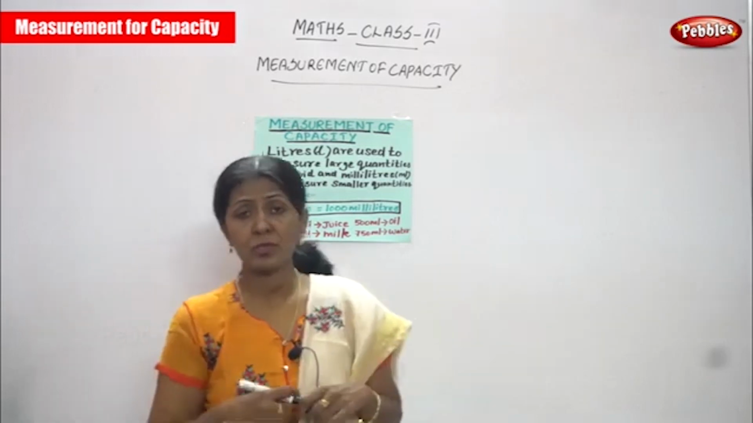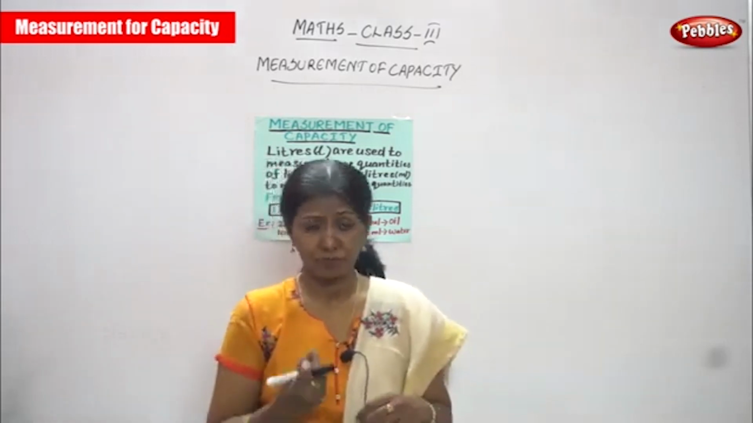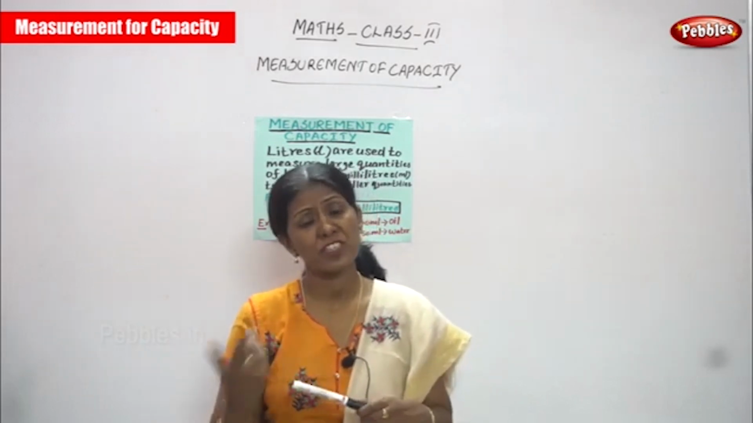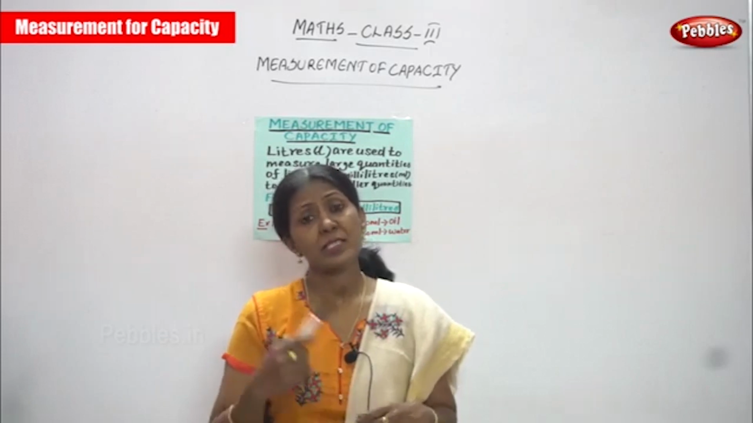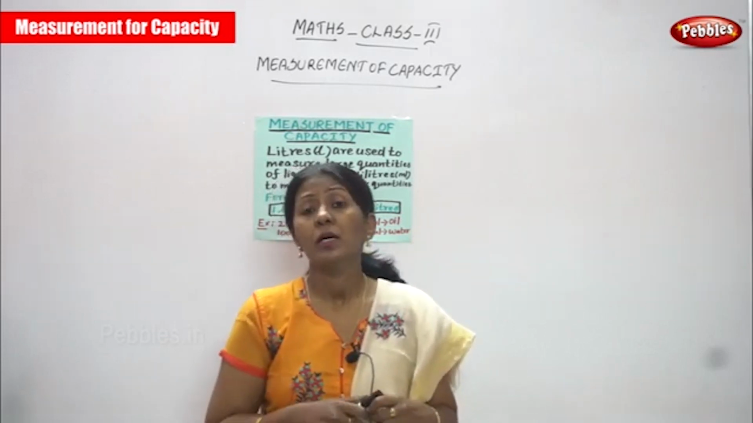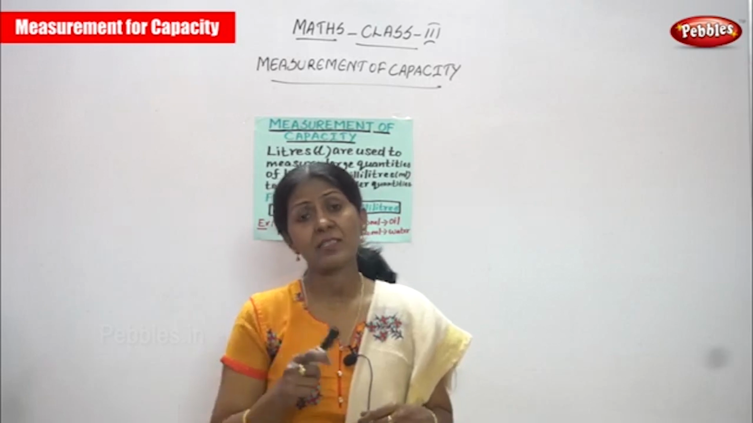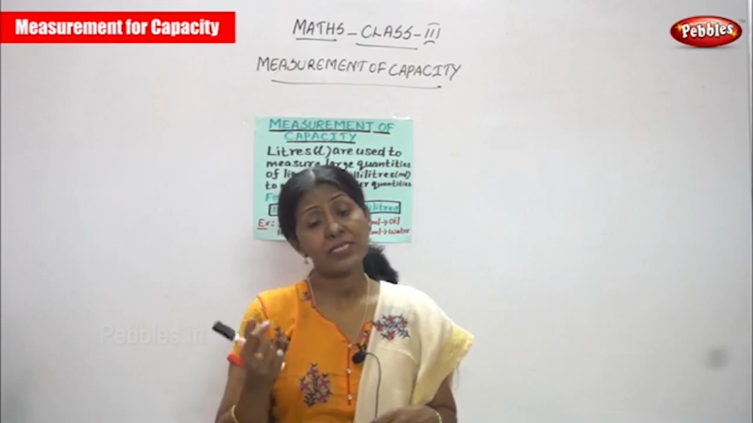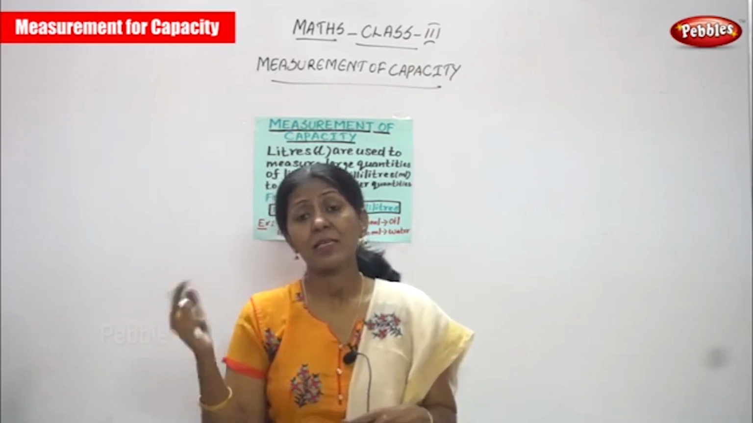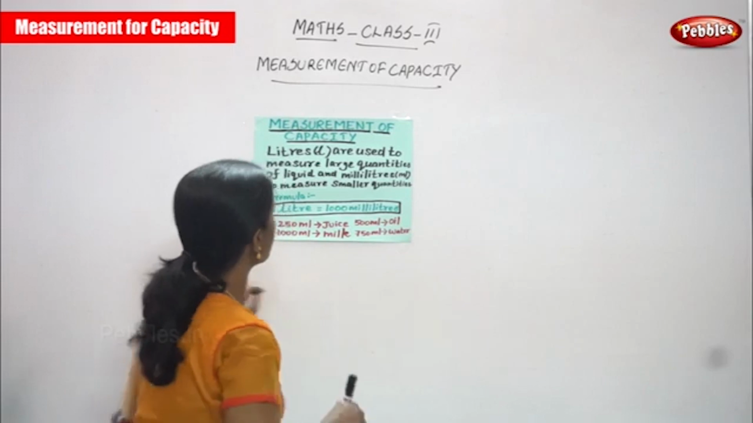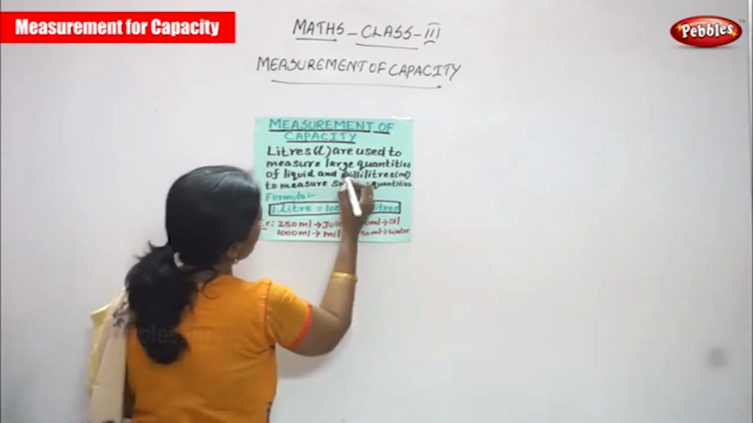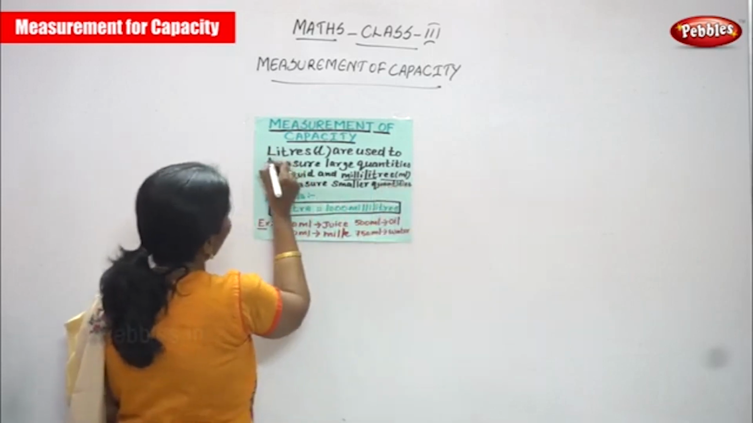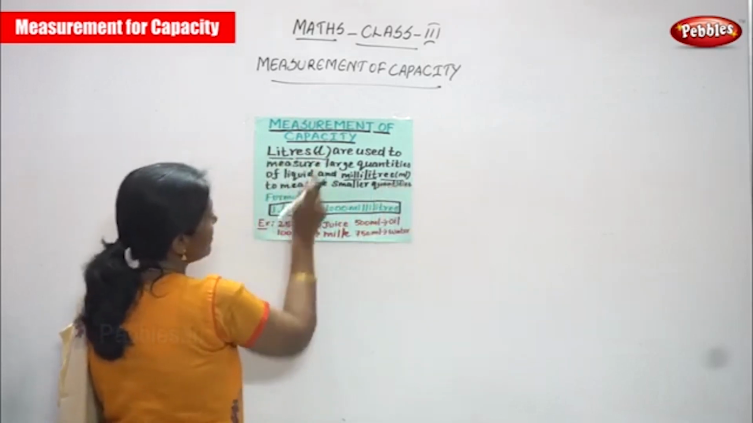So generally we use the term liter for measuring larger quantities of liquid. Measuring the smaller quantities of a liquid, we measure in milliliters. Liters is represented by small l, and the other one, milliliter, is represented by ml. That is what I mentioned very clearly.